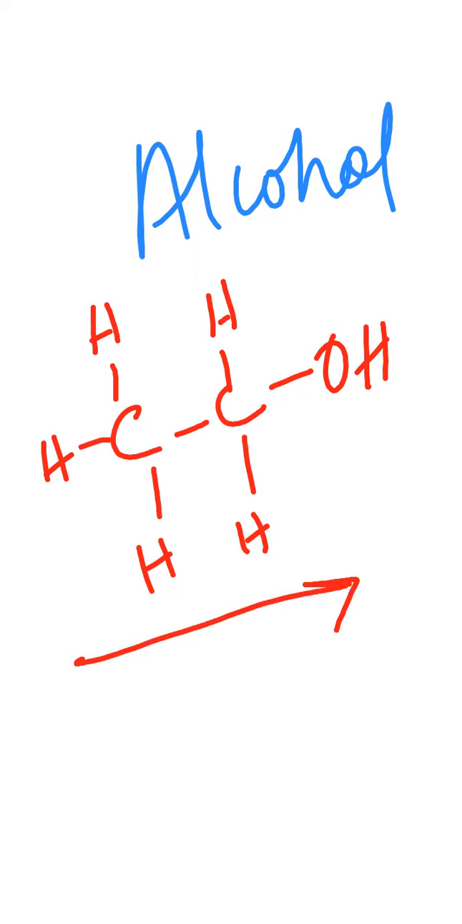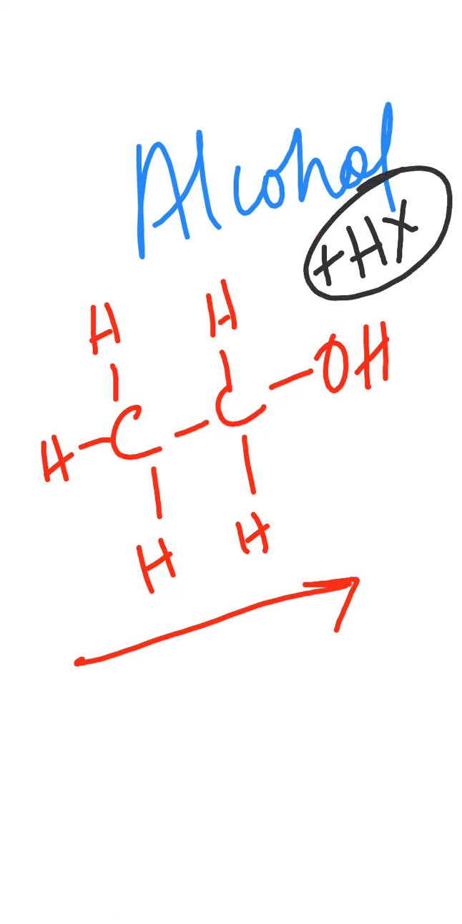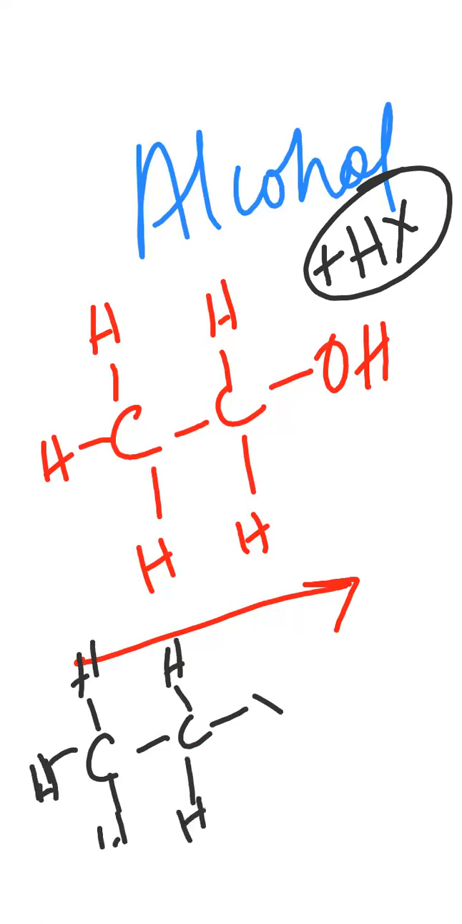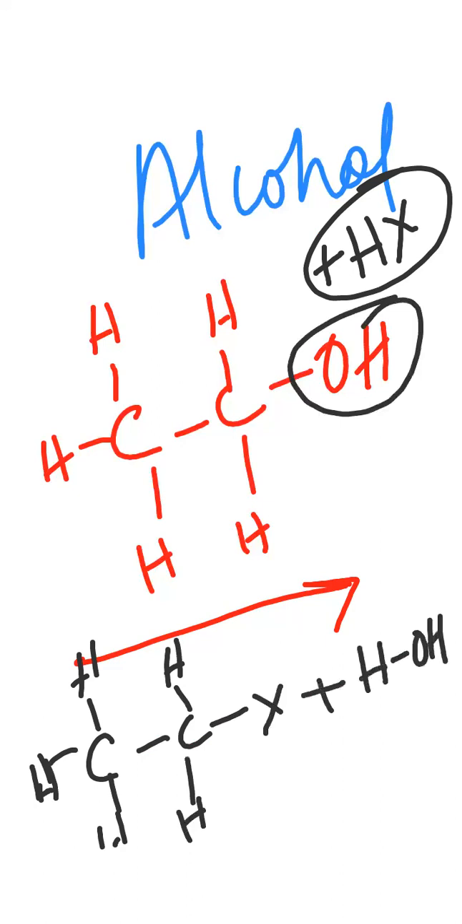I am reacting this alcohol with HX. X means halide. X could be chlorine, X could be bromine, X could be iodine. So what will happen? This X will replace OH. You will get this product: hydrogen, hydrogen, hydrogen, X on the carbon chain, and the OH will be attached with hydrogen, and this will give you water. What is X? Any halide.